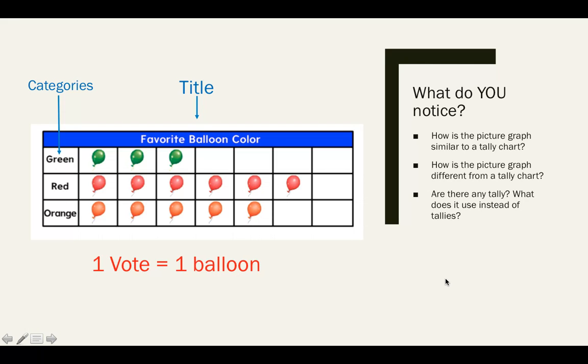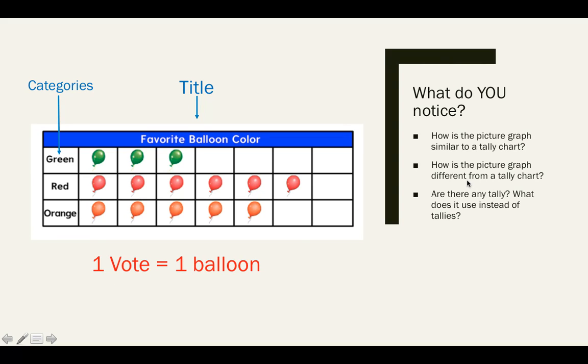Let's continue. Now let's review. What do you notice? Remember you did some tally marks the other day? Now let's look at how the tally mark graph is different from the picture graph. How is a picture graph similar to the tally chart? Well, it's similar because it gives you information, right, boys and girls? Yes. It has categories just like a tally chart, and it has a title. And one person voted for the picture means one vote equals one balloon.